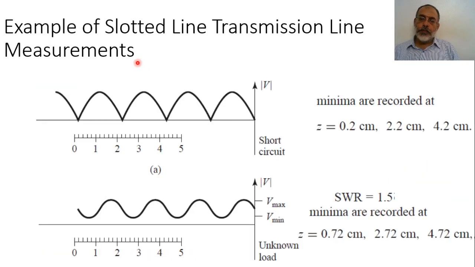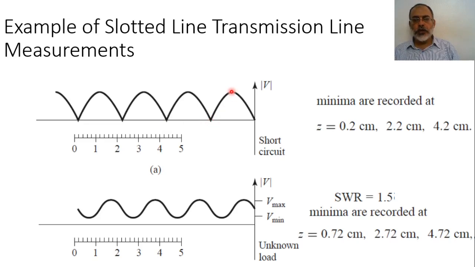Okay? As an example, assume that we have a slotted line transmission line, and we measure such a standing wave pattern for the short circuit, and it should be noted that in the case of the short circuit the minimum is 0.